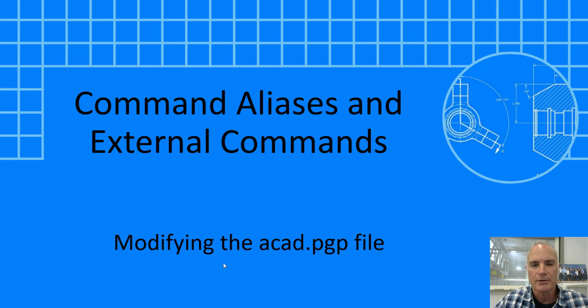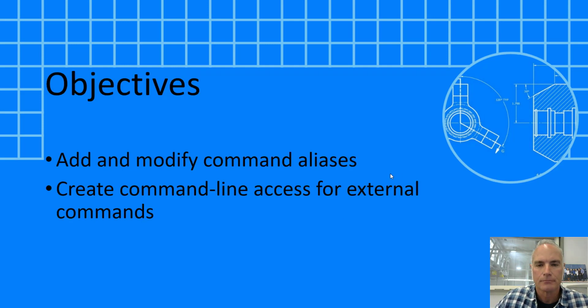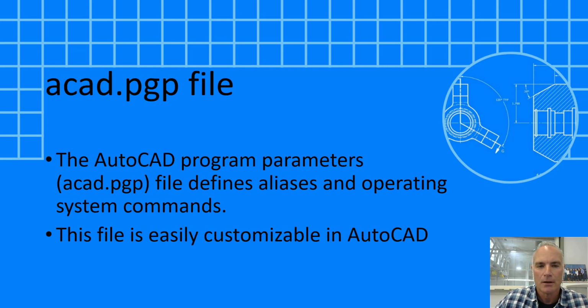This video is going to demonstrate how to work with command aliases and external commands by modifying the AutoCAD.pgp file. So our objectives here are to add and modify command aliases and create command line access for external programs and commands such as Microsoft Word or Excel or even Microsoft Explorer.